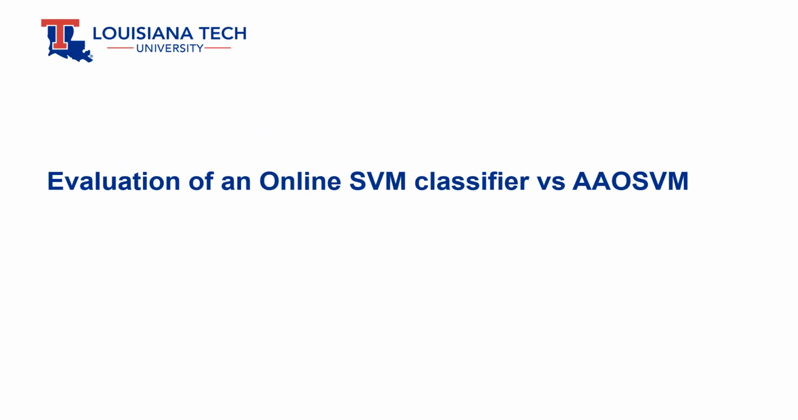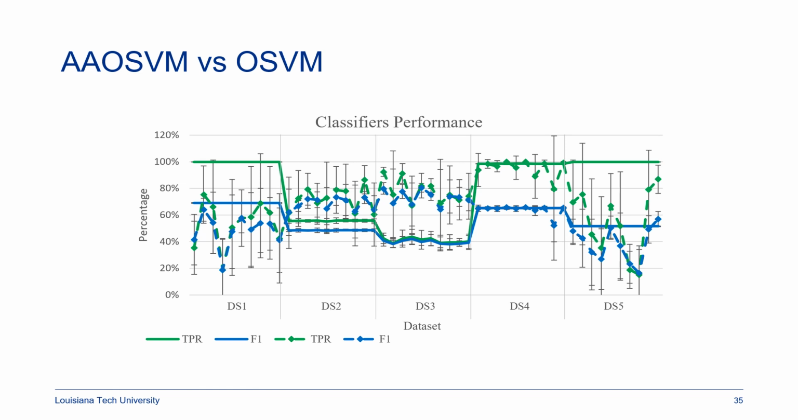Experiments 1 and 2 aimed at creating a baseline for online SVM and adversary-aware online SVM on a moving window. In this graph, we can see the result of the performance of the adversary-aware online SVM against the online SVM.